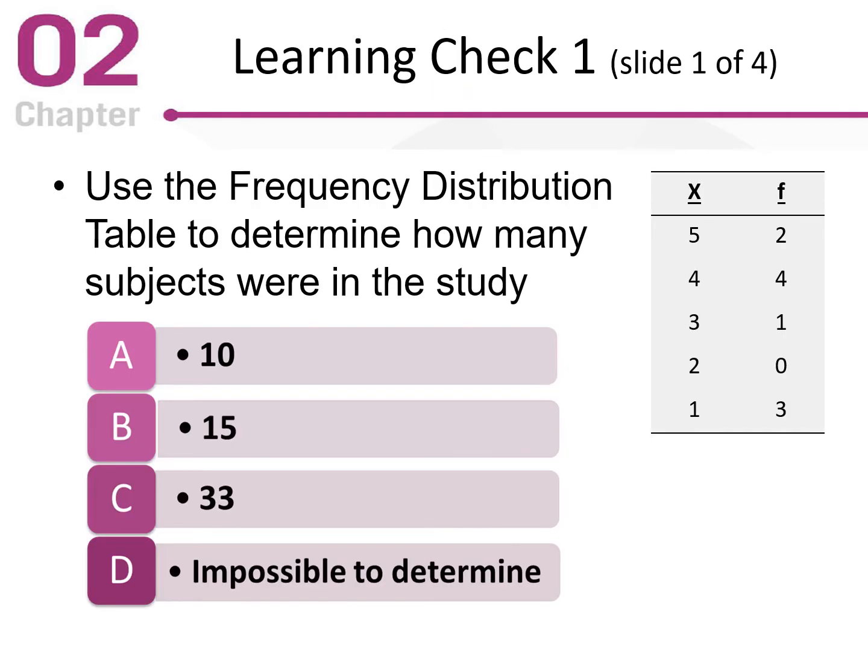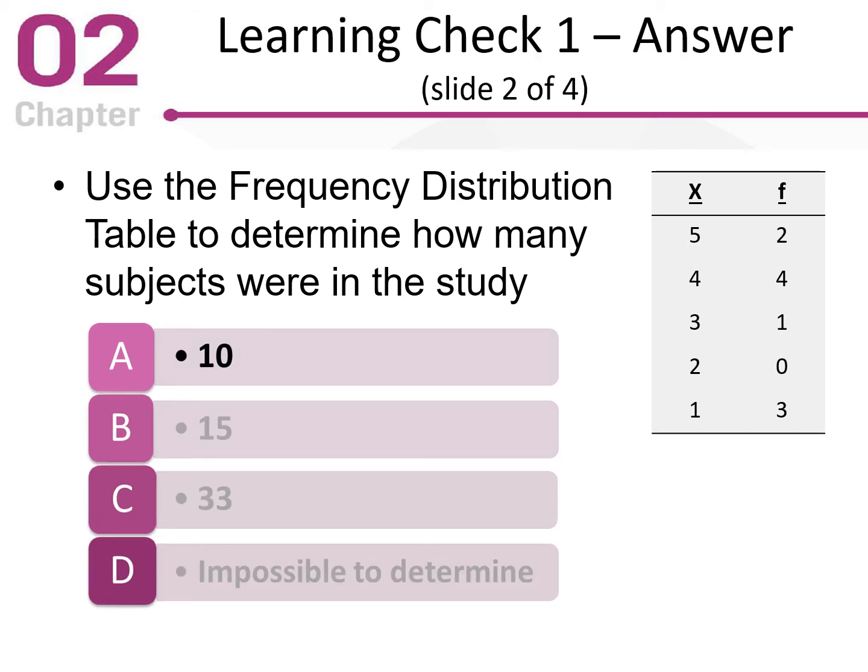So let's check to see if we know what we're doing here. Here's a frequency distribution on the right of the screen. Determine how many subjects are in the study. Well, like I said before, to find out how many total subjects or the sample size, all I have to do is add up the F column. So add up the F column, I get 2, 6, 7, 10. So the answer is 10. Because if I add up all the F's, that gives me the total sample size, and that's A. And obviously A is the correct answer. It's 10. So to find the sample size, all you have to do is add up the F column.